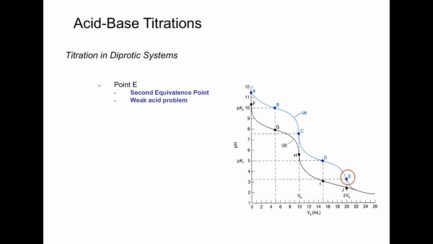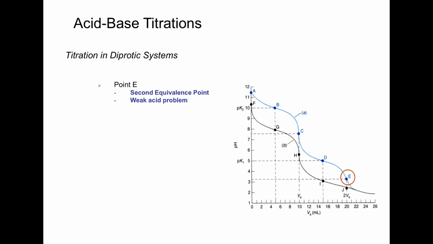And we are on to our last point that we're going to do. Our last point is the second equivalence point. That's where all of our base has been made into a weak acid, and we just have to use that weak acid to calculate the pH.